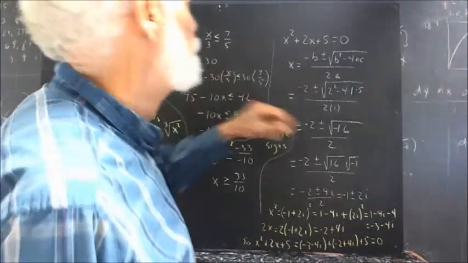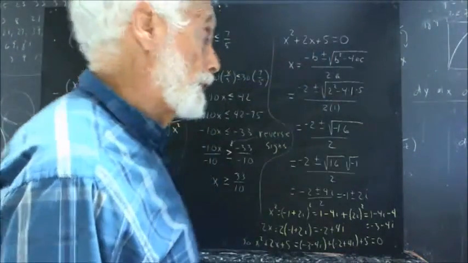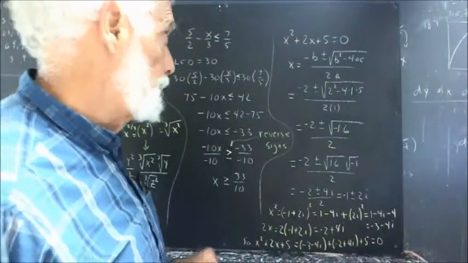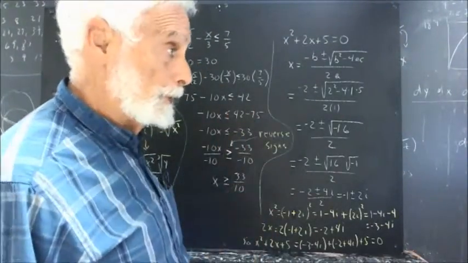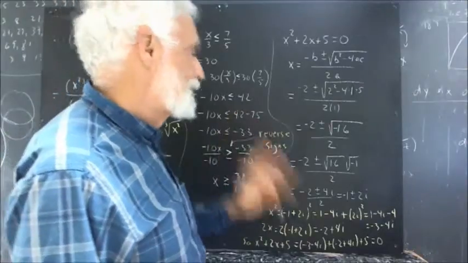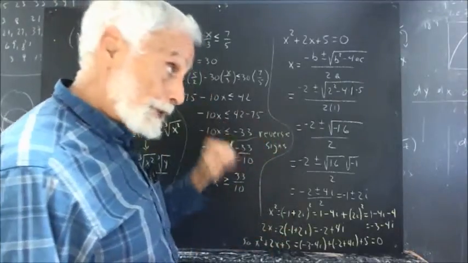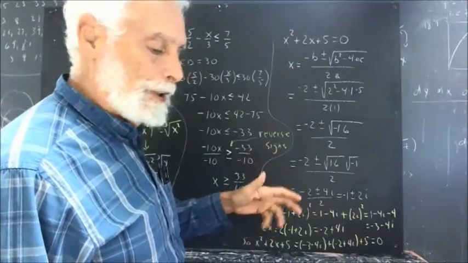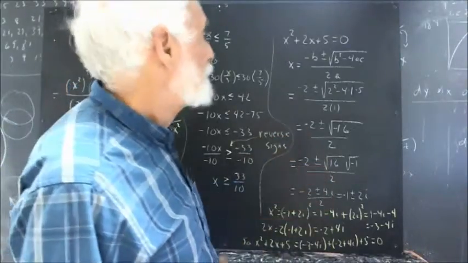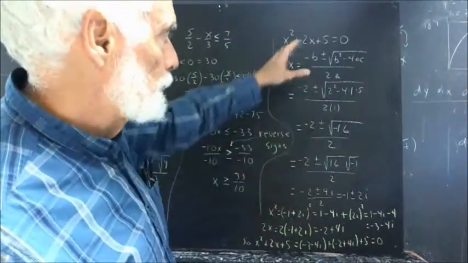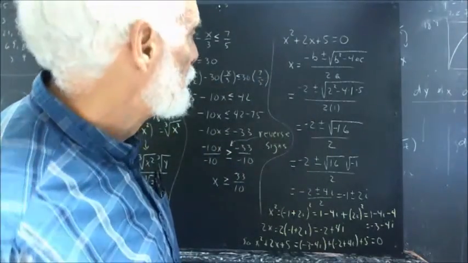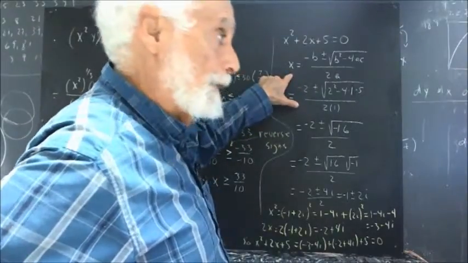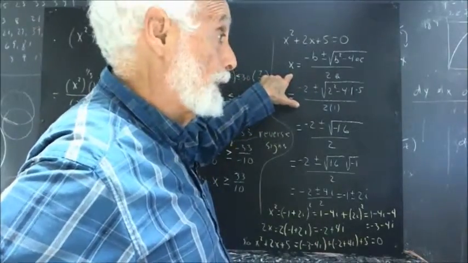Okay, now we have a quadratic equation here, x squared plus 2x plus 5. This was a quiz problem, and a lot of people wanted to say, well, there's no real solution. Well, we just did a section on solving equations in the complex field, solving quadratic equations over complex numbers. So we apply the quadratic formula and we take what we get.